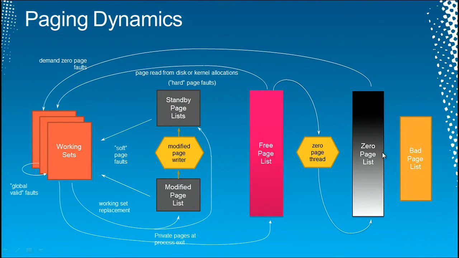Would the pages on the zero page list be counted and available? Yep. How about pages on the free page list? How about pages on the bad page list? No, good, just checking. How about pages on the standby list? How about pages on the modified page list? Do I have to do an I/O before I can reuse them? Yeah. So I've got to do a disk I/O, so these aren't going to be available.